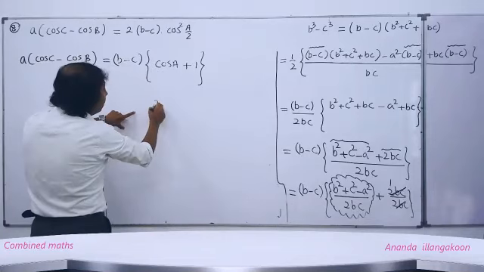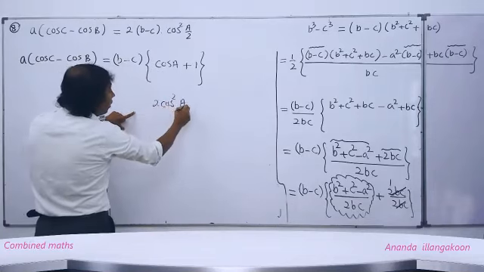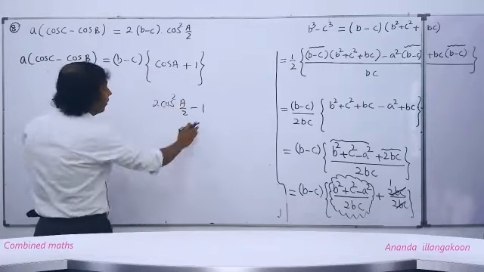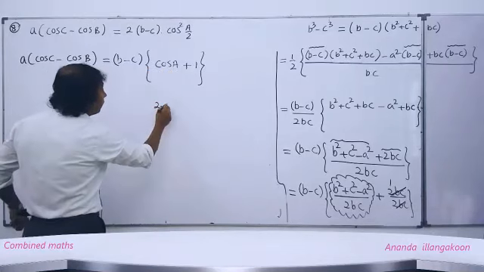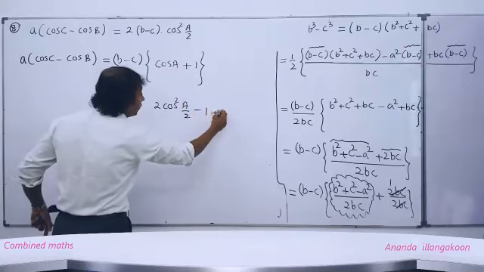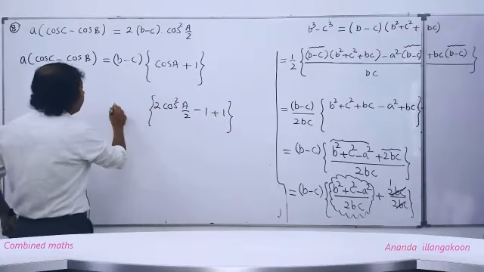So then, people, this part is 2 cos square a by 2 minus 1. You agree with me? Cos a we can write as 2 cos square a by 2 minus 1, and a plus 1. Right? And it is b minus c.